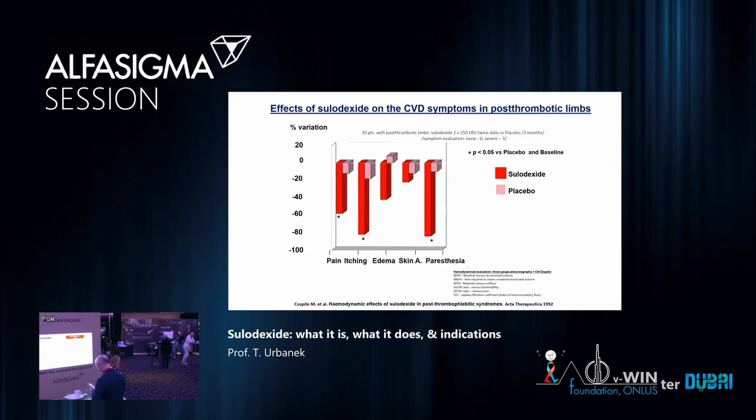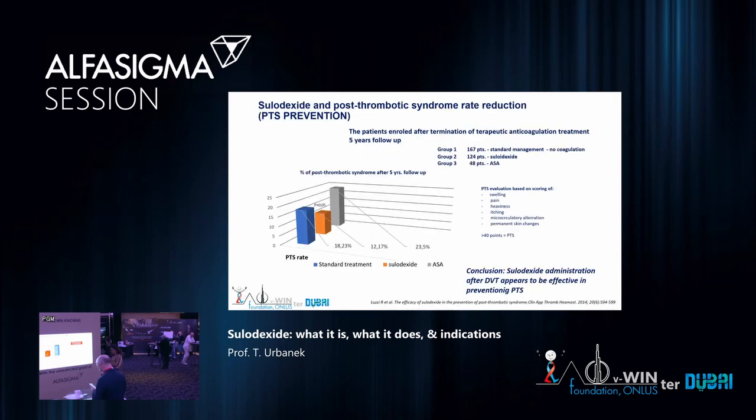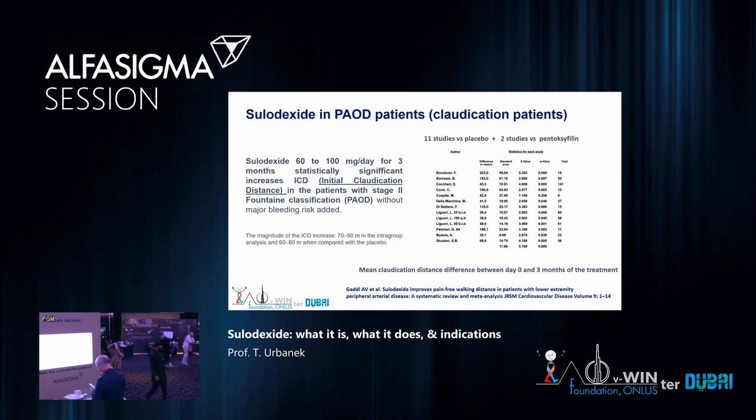And from this study, we know that sulodexide can reduce the chronic venous disease symptoms in post-thrombotic limbs. Moreover, this drug has also potential to prevent post-thrombotic syndrome occurrence. And in this study, comparing the patients treated after therapeutic anticoagulation in 3 groups, no treatment, sulodexide or aspirin, the lowest rate of post-thrombotic syndrome was observed in patients treated by sulodexide.